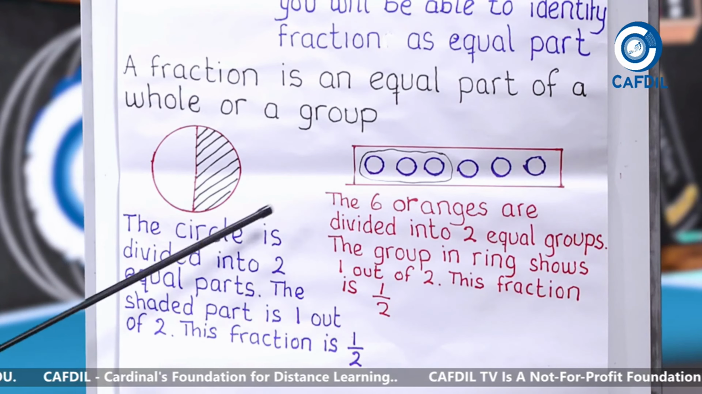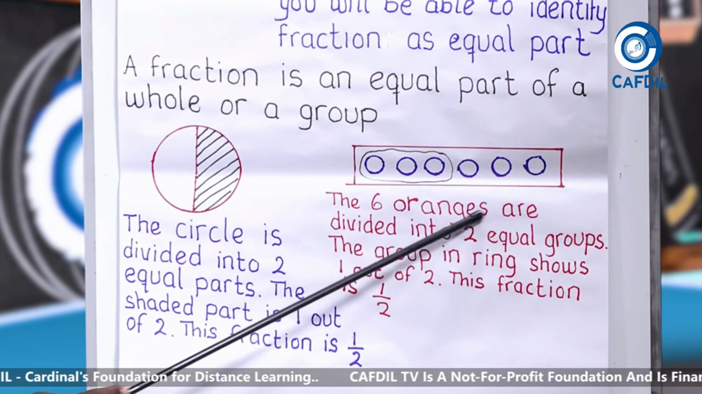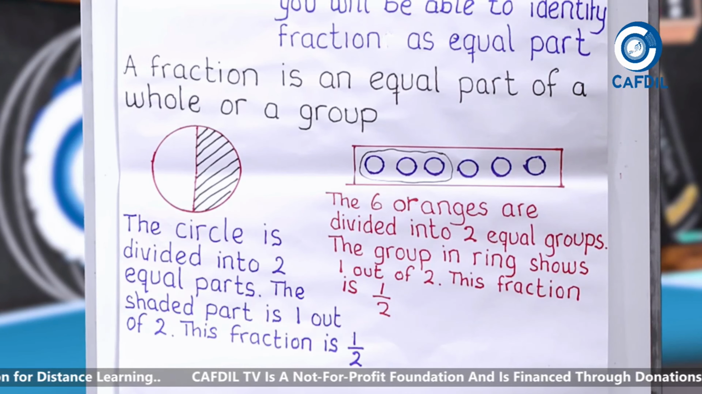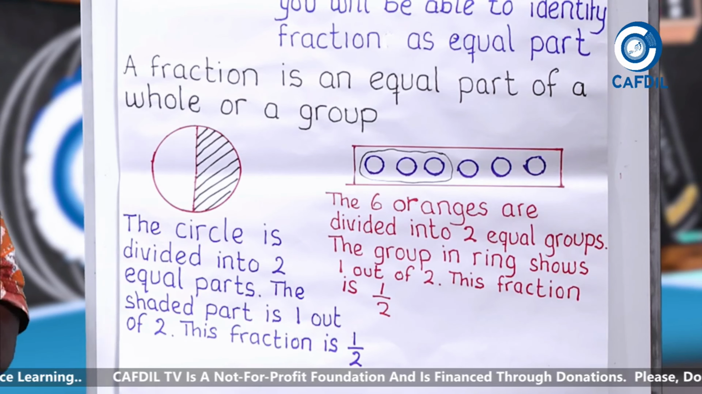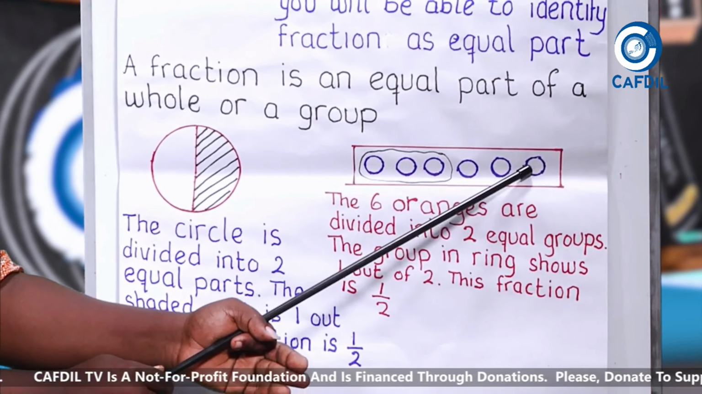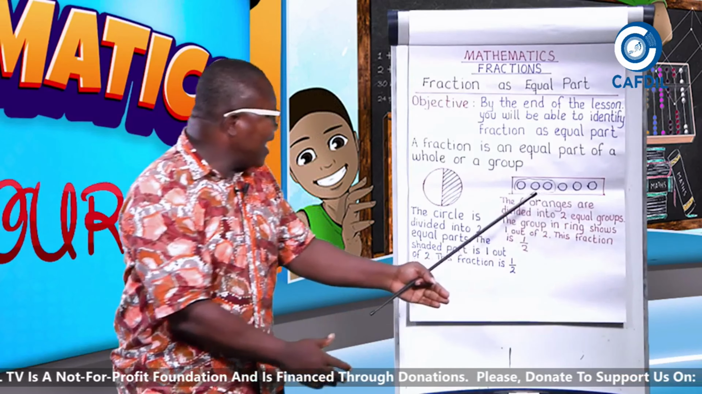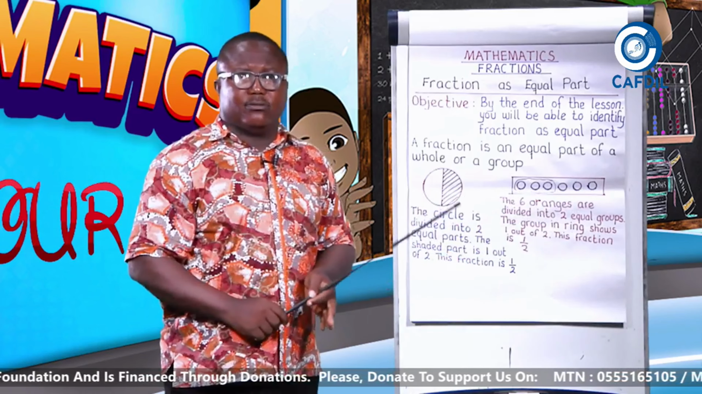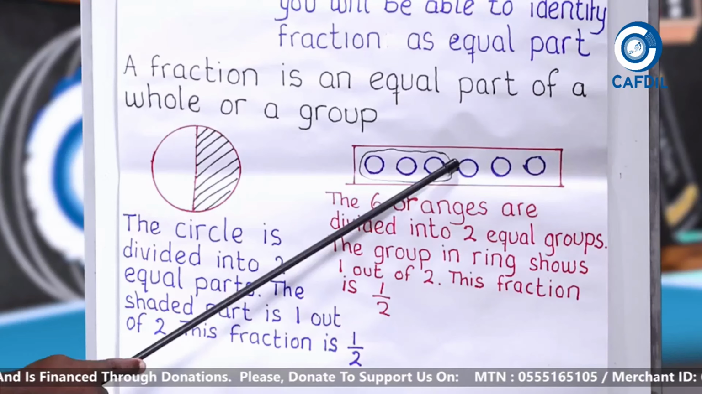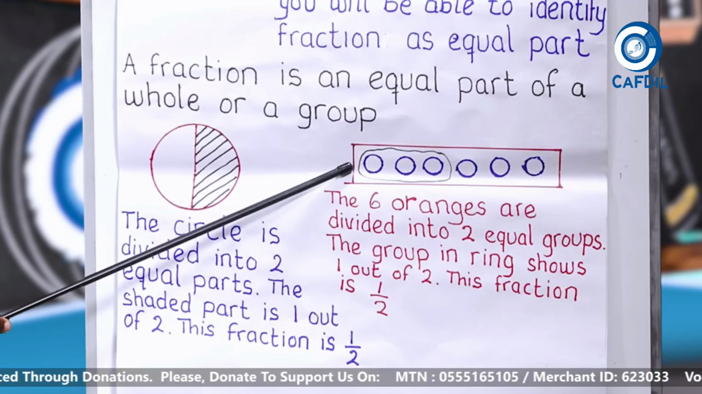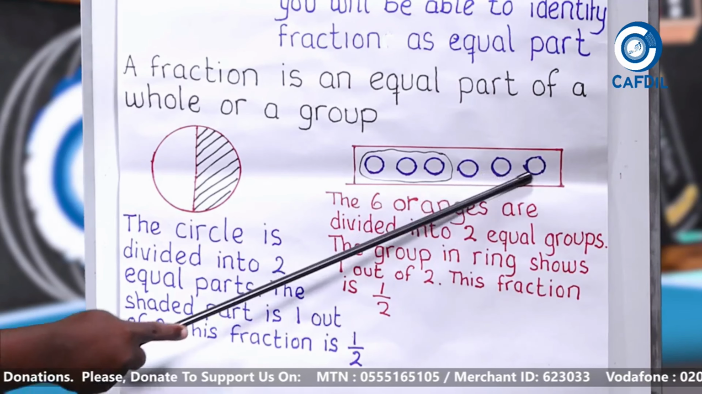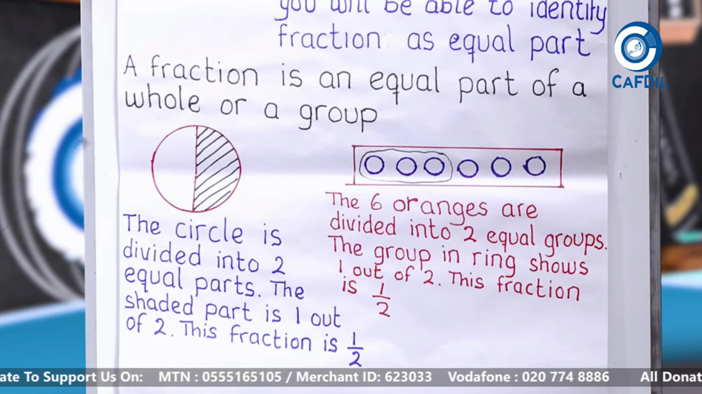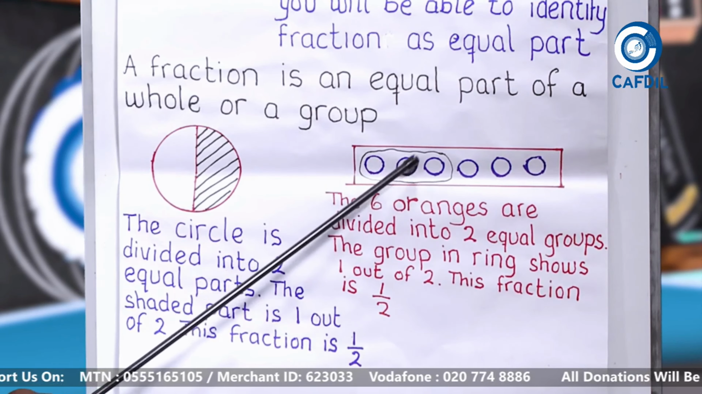Good. So here we have the 6 oranges divided into 2 equal groups. The 6 oranges that we have here are divided into 2 equal groups. So we have the group here. This is the first group and then the second group. So the first group, how many are there? 1, 2, 3.